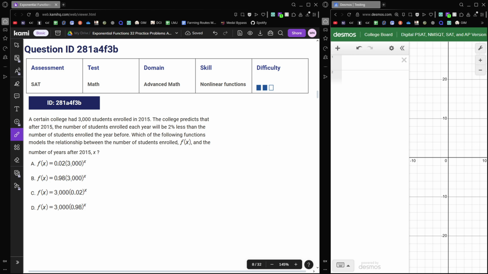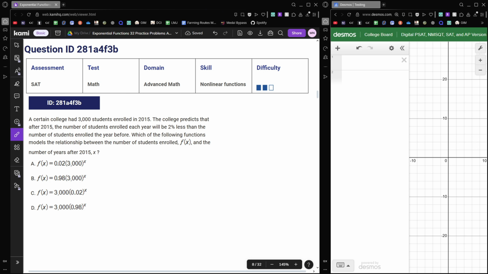Question number 8. A certain college had 3,000 students enrolled in 2015. The college predicts that after 2015, the number of students enrolled in each year will be 2% less than the number of students enrolled in the year before. Which of the following functions models the relationship between the number of students enrolled, f of x, and the number of years after 2015, x?